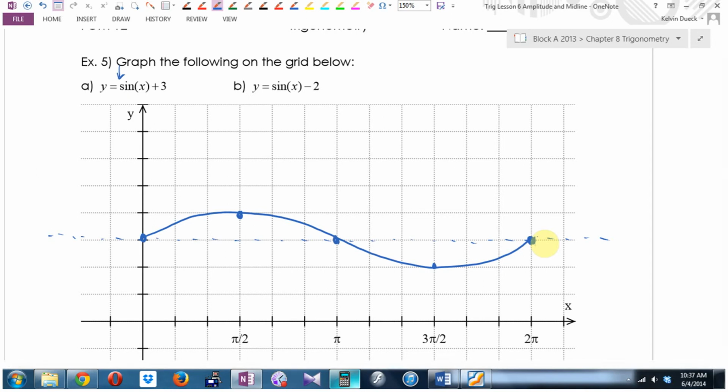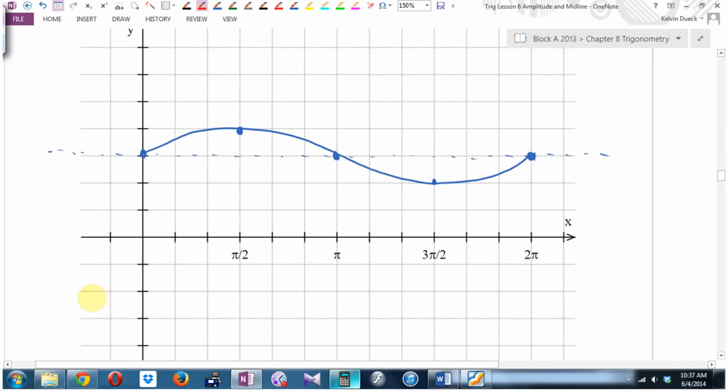Looking at B, this has been moved 2 down. And as soon as I see we're adding or subtracting something after the trig function, Brooke, what I do is I draw a horizontal line as high as whatever I'm adding or subtracting. I'm going to draw a horizontal line at -2. That's my new midline. In fact, really, that's my new x-axis. I pretend temporarily that's the x-axis.